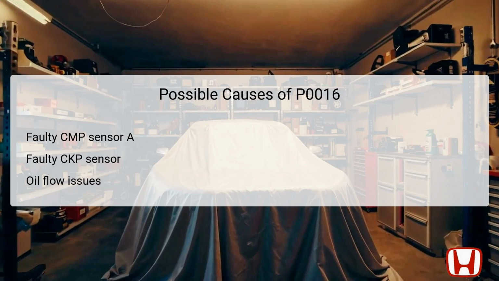In addition, issues related to oil flow, such as blockages in the oil passages, can cause improper operation of the variable timing control actuator, leading to incorrect camshaft timing. A lack of oil pressure or dirty oil can further exacerbate these issues, impairing sensor functionality. Lastly, mechanical problems with the cam chain or its auto tensioner could also produce a similar fault, affecting timing precision and contributing to DTC P0016.